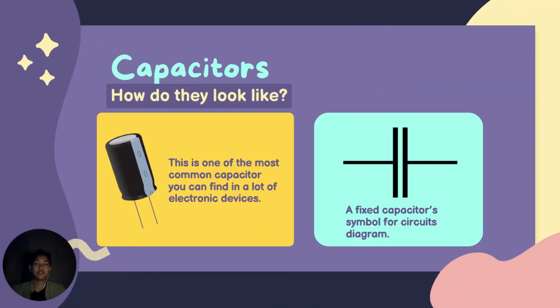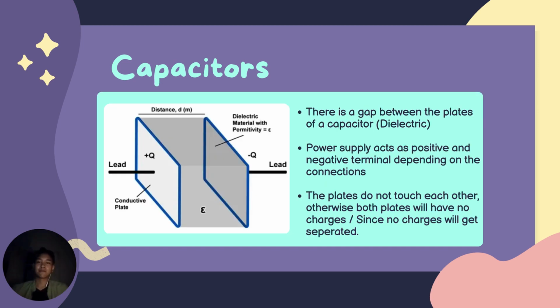Capacitors, how do they look like? Inside the yellow box is the most commonly used capacitor. This capacitor is even found in devices such as portable radios. And on the right side is a fixed capacitor symbol inside a circuit diagram. Capacitors. Let's take a closer look at capacitors.